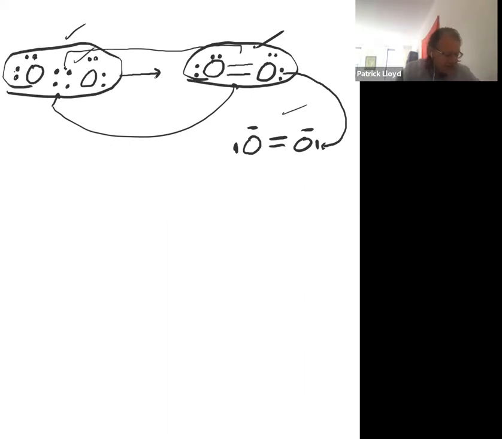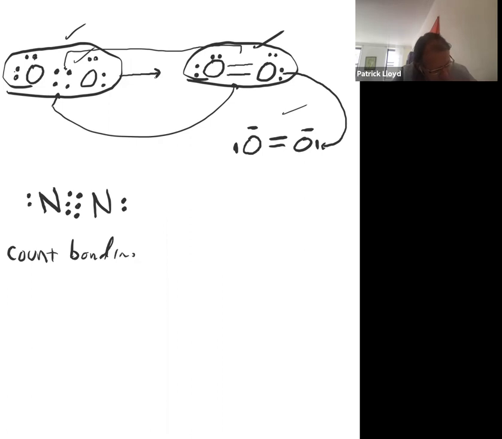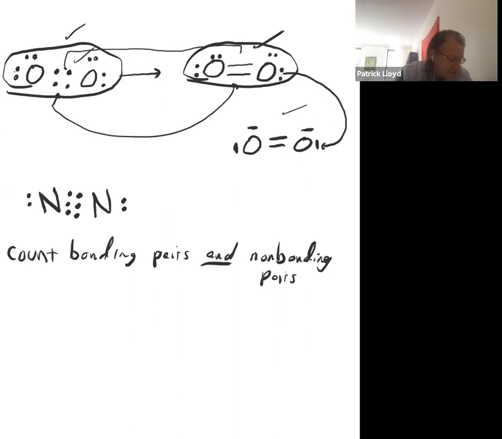So for example, let me show you. Here's a Lewis structure. For this one, let's count the bonding pairs and non-bonding pairs. Well, the bonding pairs are the ones in between the atoms, in between the 2 atoms. So there's one there, there's a second one, and then there's a third one. So it looks like we have 3 bonding pairs.